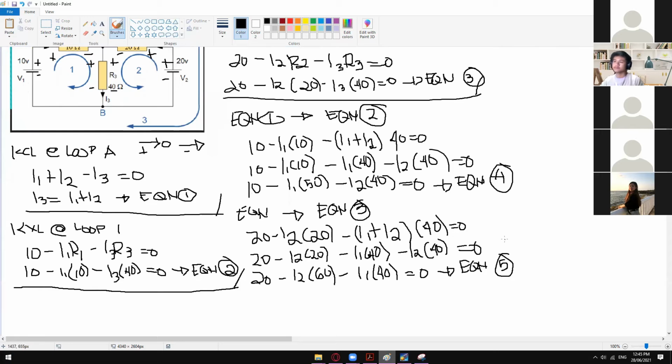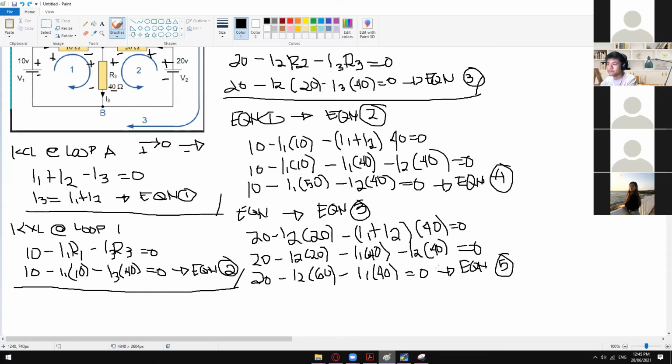Okay. So were you guys able to follow up to this point? So for the equation number 4, I just simply replace the I3 with I1 plus I2, right here. And then just simplify and combine like terms. And then you will get this one as your final equation for number 4.